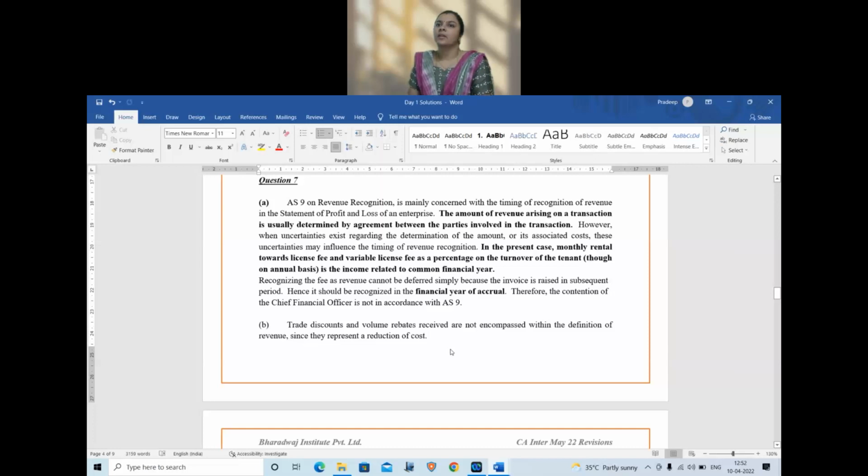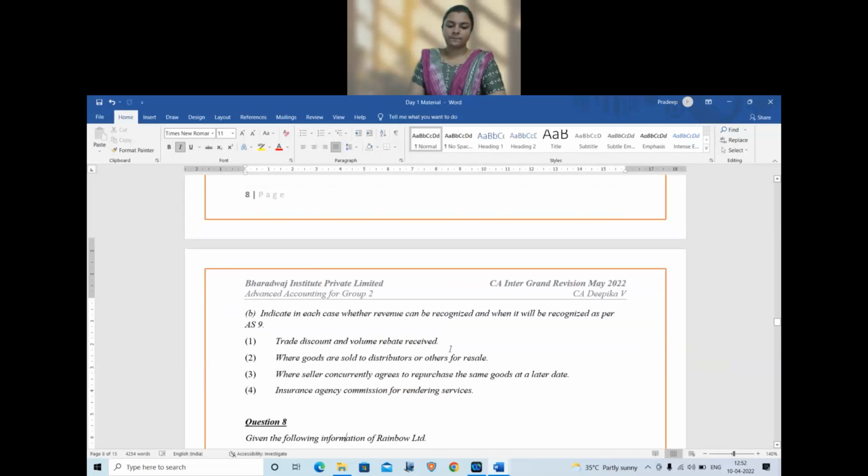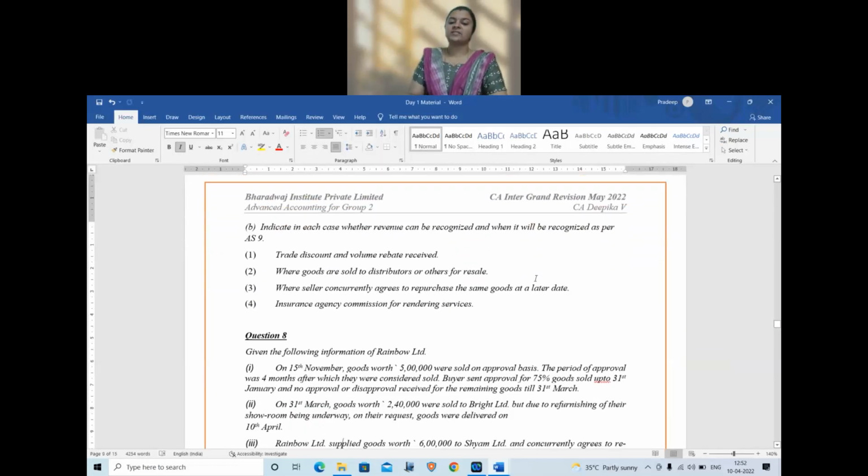Yes? Okay, so question number 7A is clear. Moving on to 7B. Indicate in each case whether the revenue can be recognized and when will it be recognized. Trade discount and volume rebate received. Bulk rebates and trade discounts.